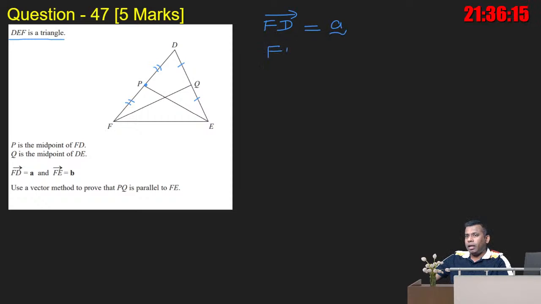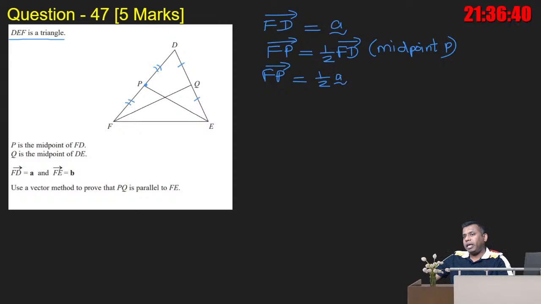So FP is half of FD, right? Because they have given that P is the midpoint. So you can write FP is equal to half of A, right? So FP equals half of A.